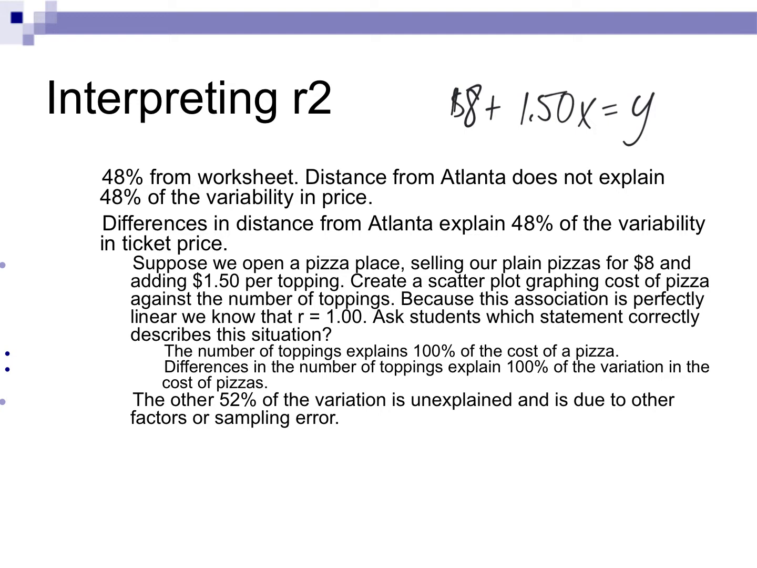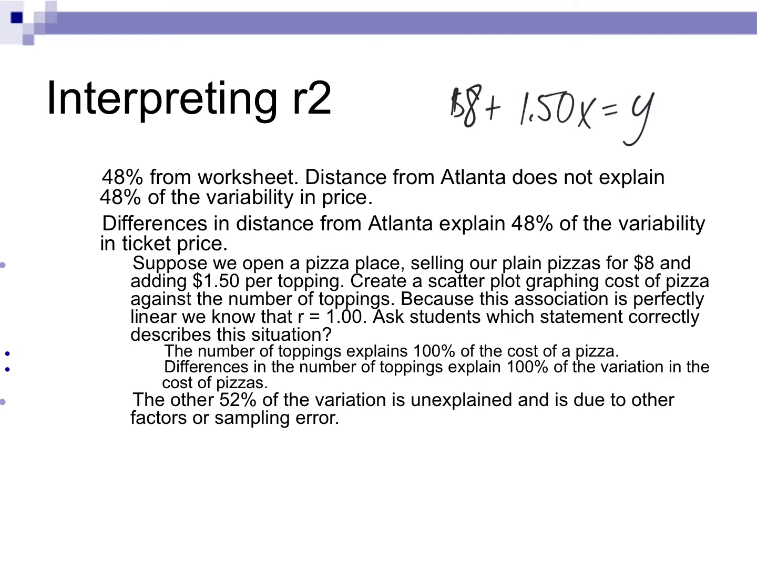So we say that the differences in the number of toppings explain 100% of the variation, or the differences, in the cost of the pizza, right? It's how we're changing the number of toppings that affects how the price changes. And it's 100% of the reason the price is changing, because they're charging you $1.50 per topping. They're not adding other things into the price of your pizza. But that's not the case for most situations.